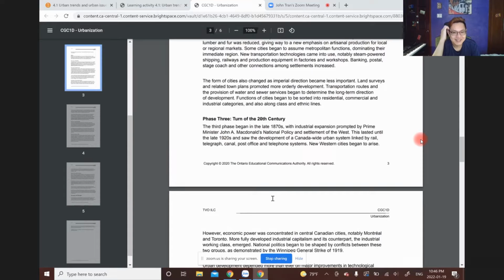Phase 3 turned the 20th century. It lasted until the late 1920s. Canada-wide urban system.